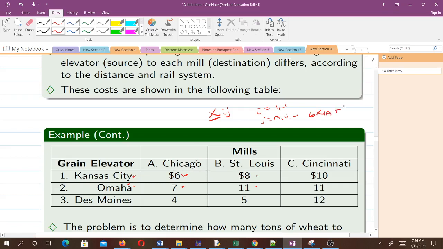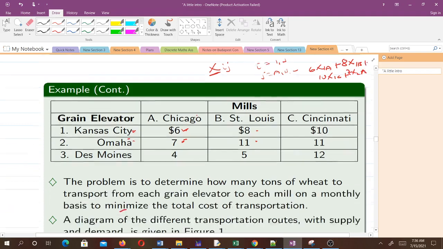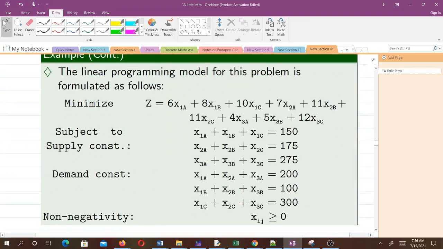Then when you come here, we get 8x1b plus 10x1c plus, when we come here, it will be x2a, and the coefficient is 7. So that's how our objective function is going to be like, and that's why you can see it here: minimize 6x1a plus 8x1b up to 12x3c.